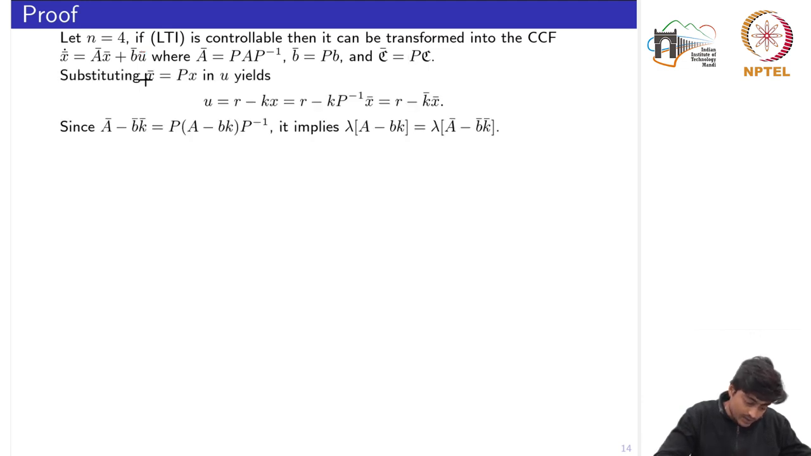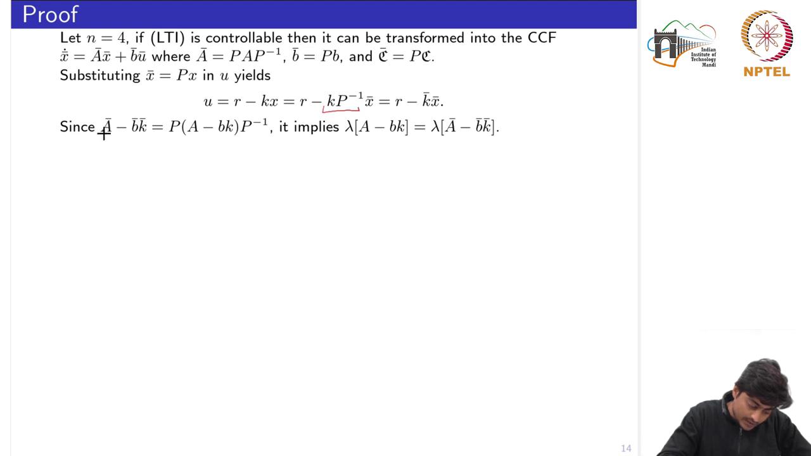So first of all, we substitute x bar equal to Px in u. So this was the original control law, u is equal to r minus kx, and from here we could write x as P inverse x bar. So we substitute here P inverse x bar, and we assign kP inverse as k bar. So the control signal becomes u is equal to r minus k bar x bar, where x bar is the state of the transformed system, and we have defined k bar as kP inverse, where P is also known to us.